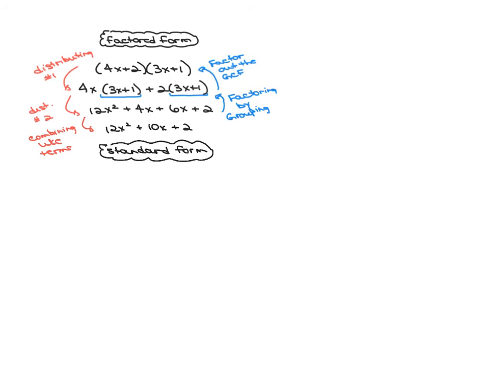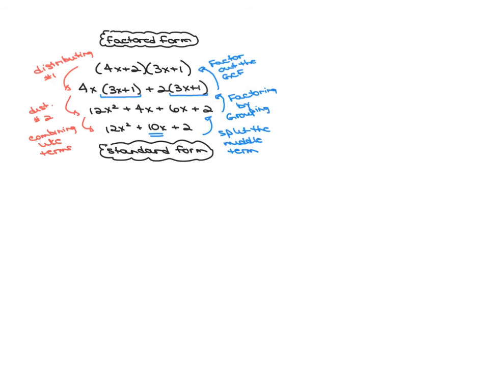Now to go backwards from combining like terms, what we need to do is split the middle term. And by middle term, again, we need the term with the x, so the bx. So we need to split the middle term. And in this example, 10x was split into two terms, 4x and 6x.